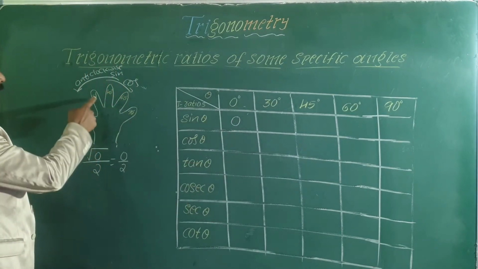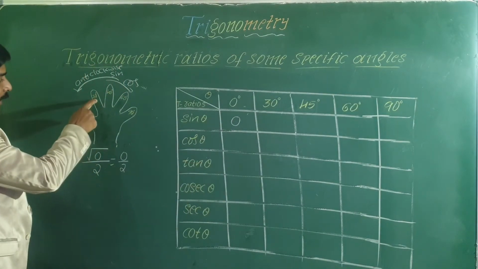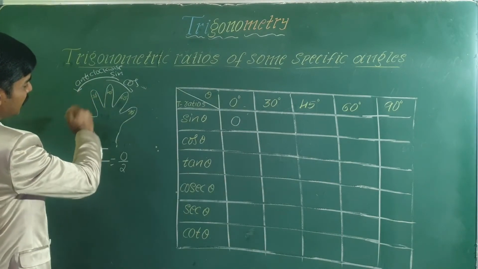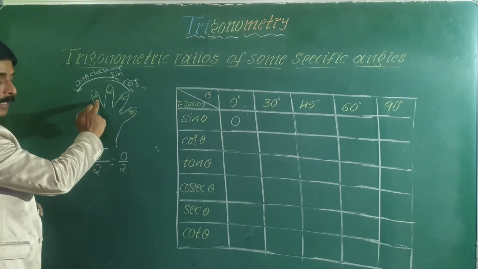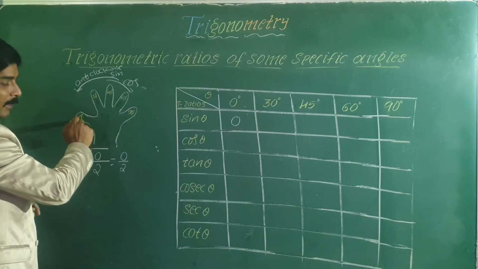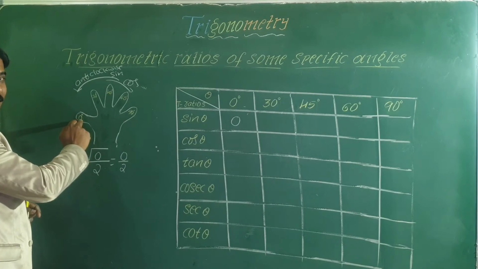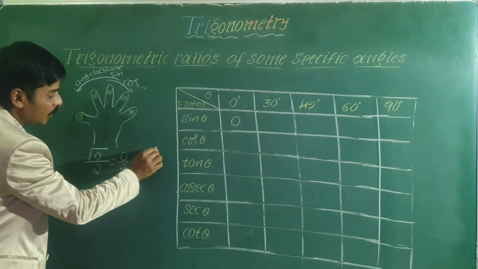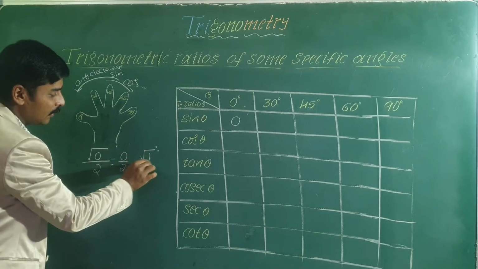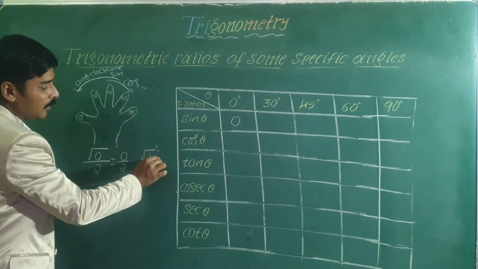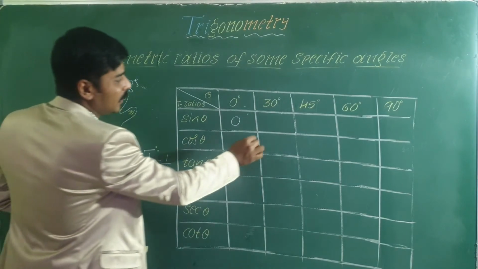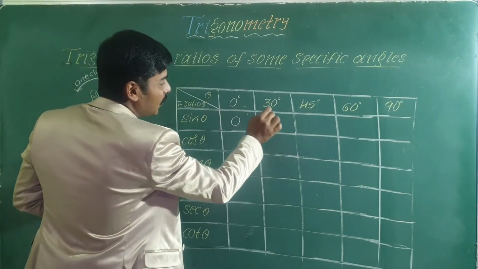Next, let us take sine 30 degree. For sine 30 degree, you see how many fingers are there towards the left side of 30. One finger is there, right? So it will be root of the number of fingers to the left side, that is 1, divided by 2. Square root of 1 is 1. So it is 1 by 2. So sine 30 degree is 1 by 2.